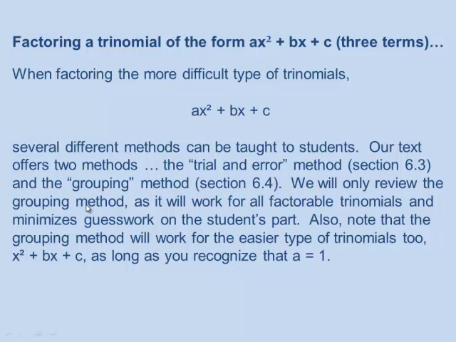We are going to review only the grouping method, as it will work for all factorable trinomials and minimizes guesswork on the student's part. Also, note that the grouping method will work for the easier type of trinomials too that we just reviewed, the x squared plus bx plus c, as long as you recognize that a equals 1. So if you don't want to memorize 2 separate methods for each of the trinomial types, the method that we're going to talk about next will work for all of them, even the easier ones, as long as you know that a equals 1 for those easier trinomials.